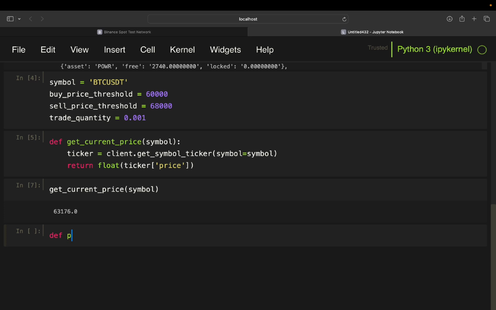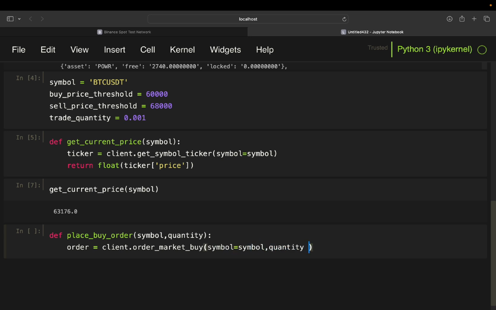So I'm just calling that place buy order, also takes a symbol and a quantity, as it needs to know how many of those coins we want to buy. And then just define the order here, use client order, and then, as I said, we're using a market buy order. There are many other order types, such as, e.g., limit orders. We are keeping it simple. We're just placing a market buy order. Provide the symbol as symbol and the quantity as the provided quantity.